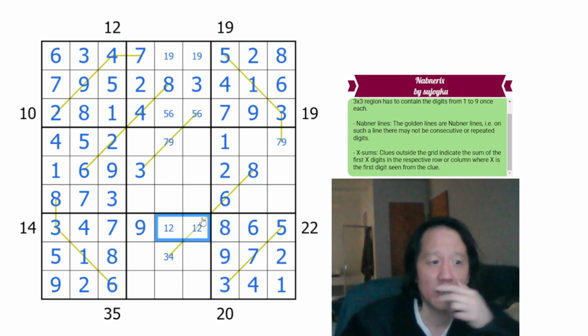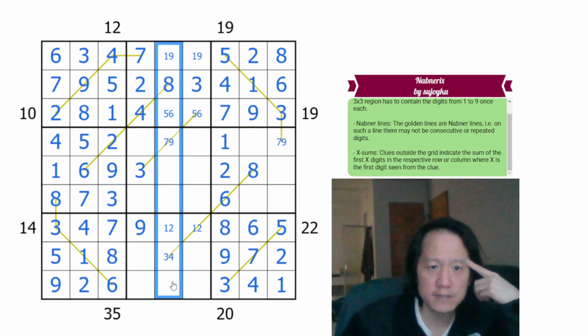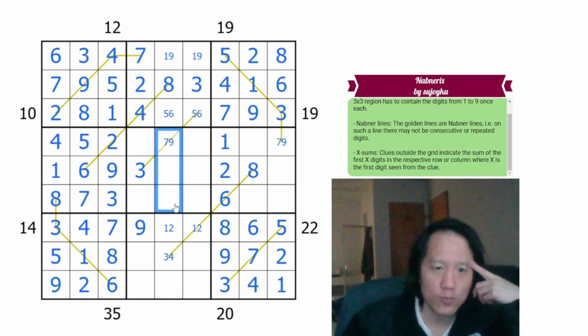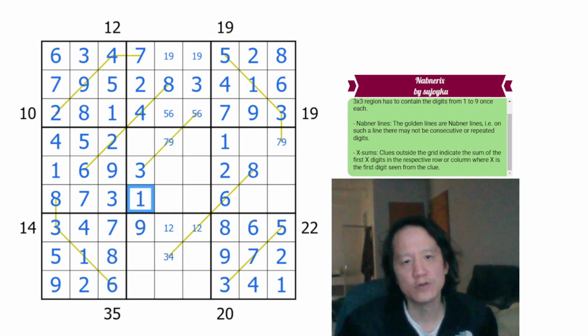Therefore, the rest of the columns in 5 and 6 cannot contain a 1. Therefore, 1 cannot be here because of that pair of 1s. 1 can't be here, 1 can't be here. So where is the 1 in box 5? It has to be here. So therefore, this is a 1.